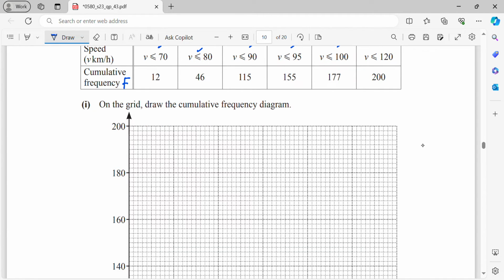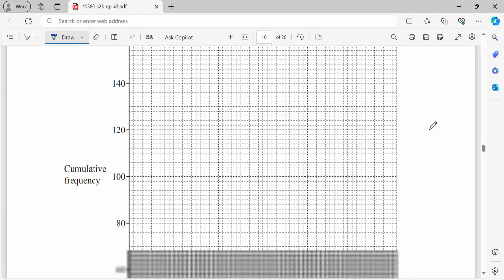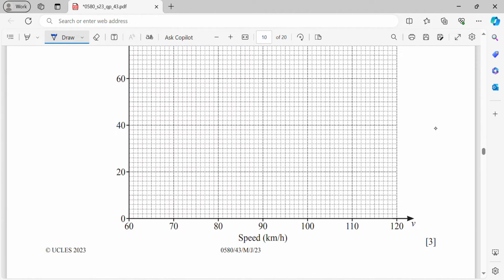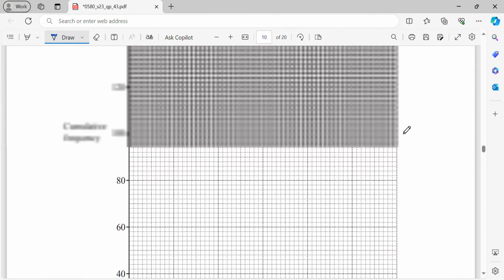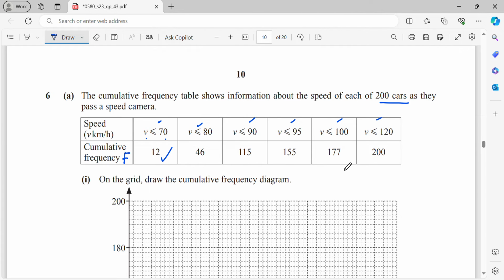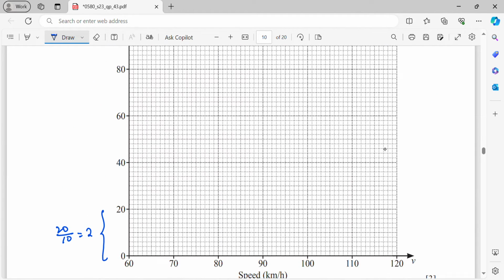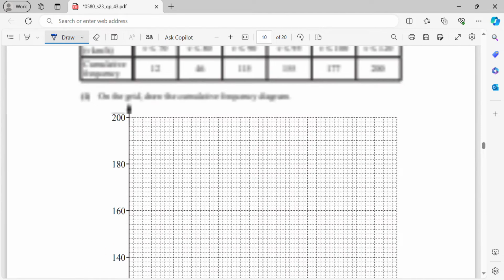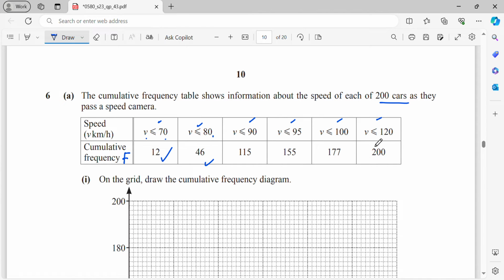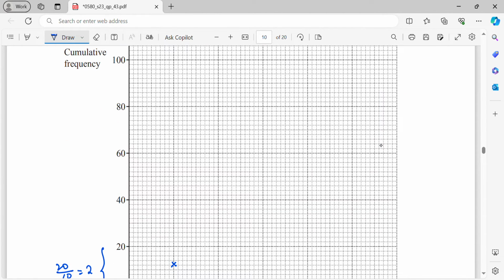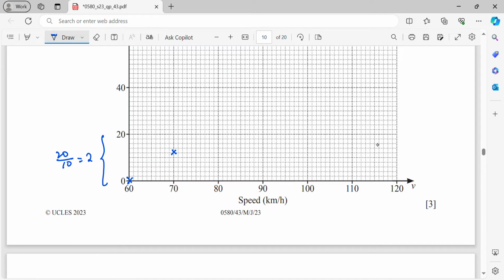So firstly, less than 70 is 12. So I will mark here 70, 12. Okay, study this first. 20 units, right? And there are 10 squares, which means each square is 2 units. So now I need to mark 12. 12 means 6 squares. Okay, and we always start from 0. Then after that, 46 when it is 80. So remember, 80 is over here. 46, each square is 2 units.